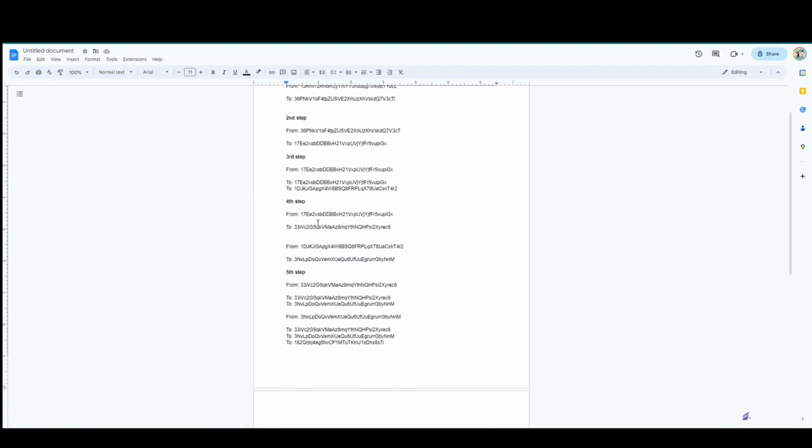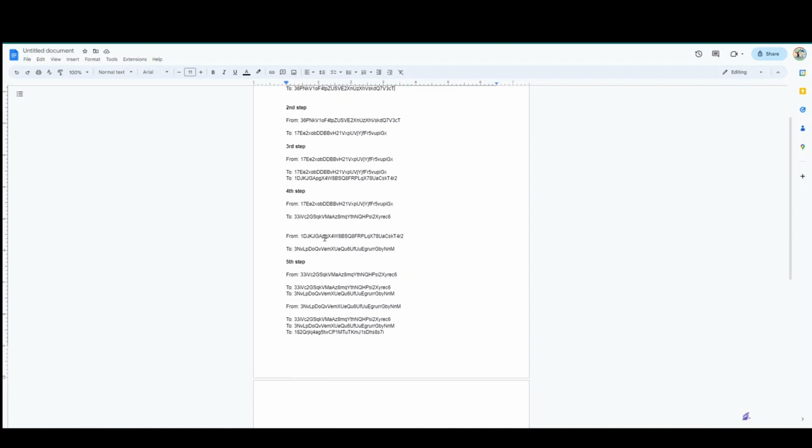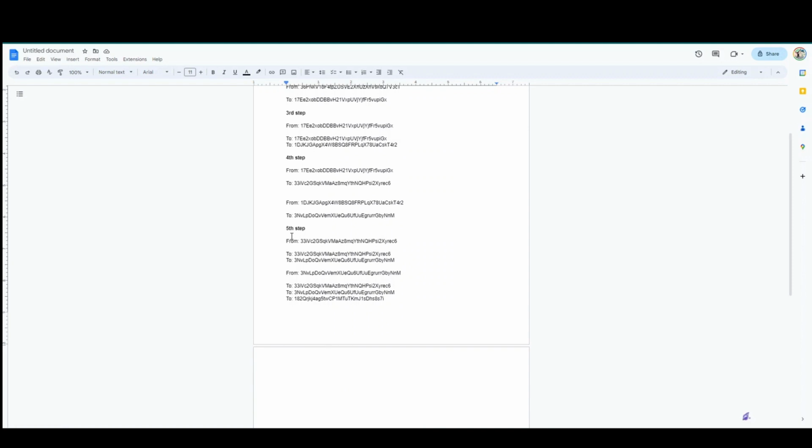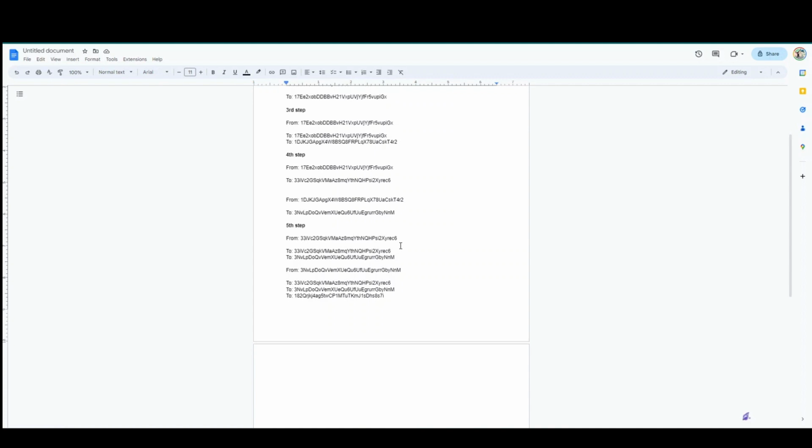And here it was determined that, for example, this particular transaction had only 1 input, and in the same way this transaction had only 1 input. But again, during the fifth step, we observed that the last output, which now became an input for this transaction, had 2 different outputs, whereas the other input had 3 different outputs.